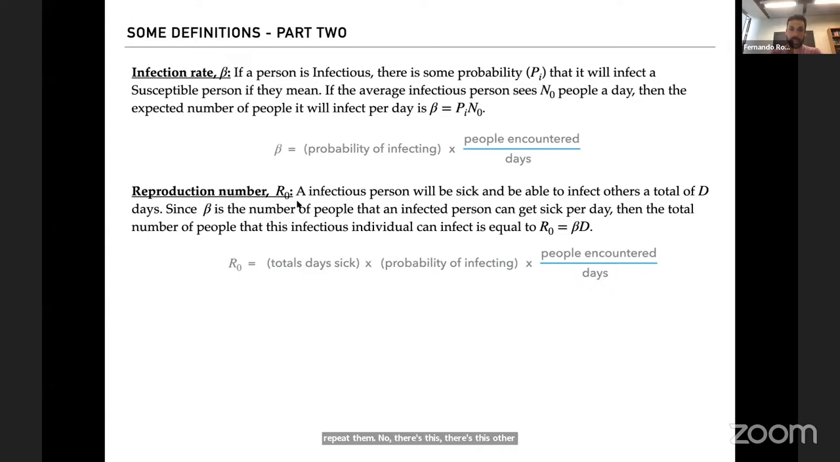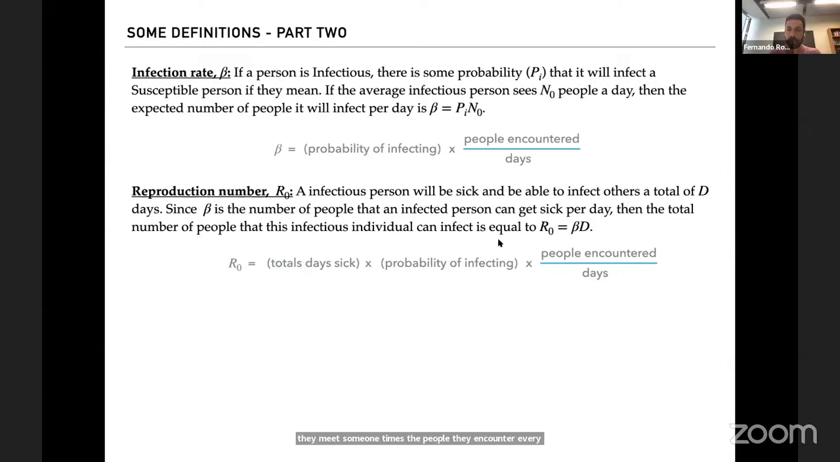Now, there's this other notion, which is the reproduction number. This probably has appeared in the media, and you might have seen this in different contexts when describing the actual pandemic. So the reproduction number is the total number of people that a single individual gets sick over the course of the sickness. If we consider D to be the days that a person is sick, and beta is the average number of people that a single infectious individual gets sick per day, then the reproduction number would be the total days of being sick times the probability of infecting if they meet someone, times the people they encounter per day on average.